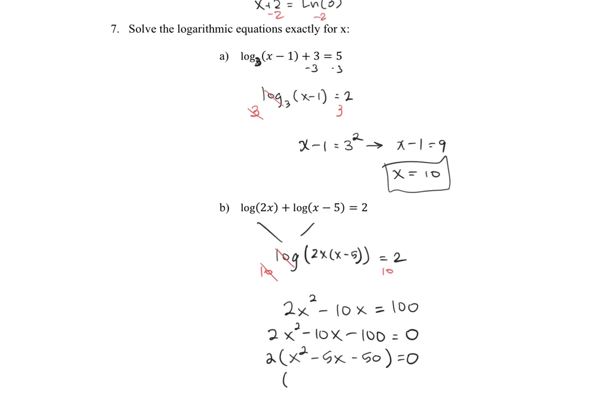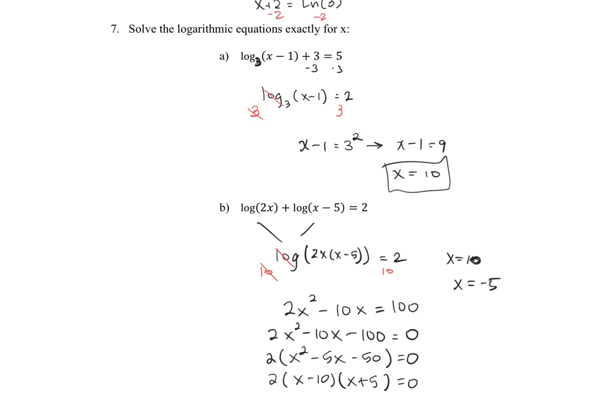And then that itself will factor into x minus 10 and x plus 5. The 2 here in front at this point is irrelevant. It's not going to affect the solution to this equation. We're still going to have x equals 10 and x equals negative 5. So x equals 10 or x equals negative 5.